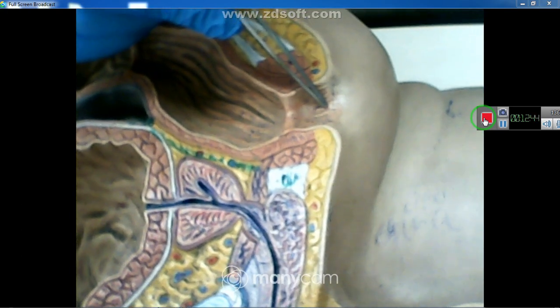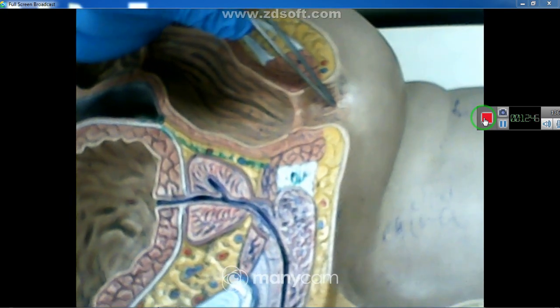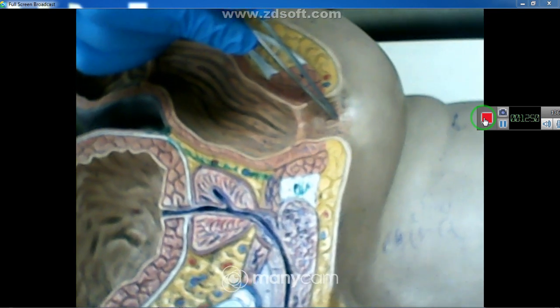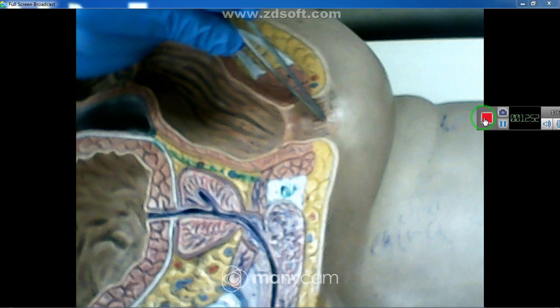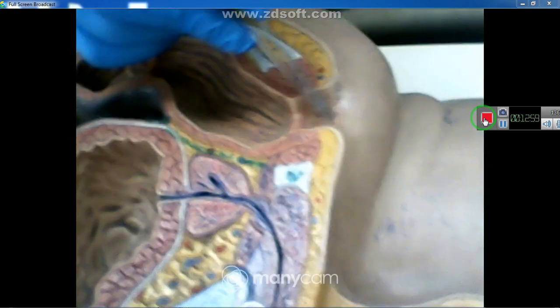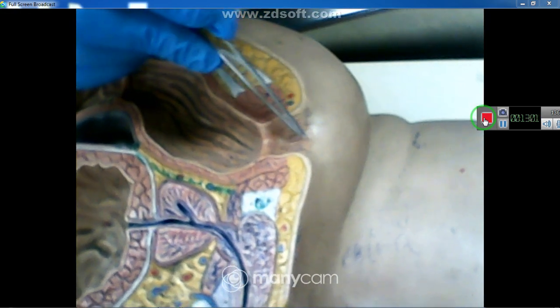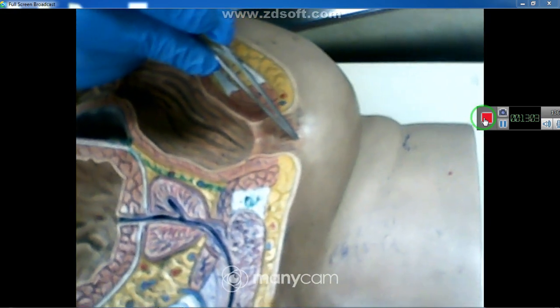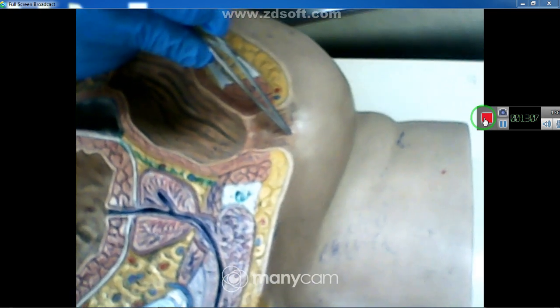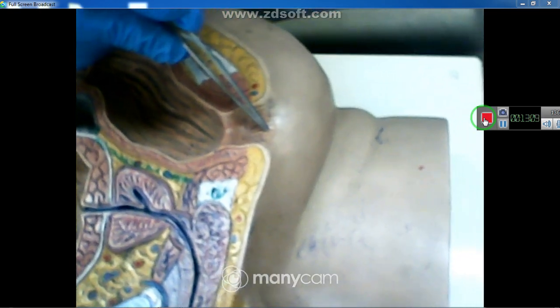And why is this important? Because sometimes you have a fissure in ano. A fissure in ano may involve the lower part below the pectinate line. And because this part is derived from ectoderm, its nerve supply is spinal. So it is very painful. This fissure is very painful.